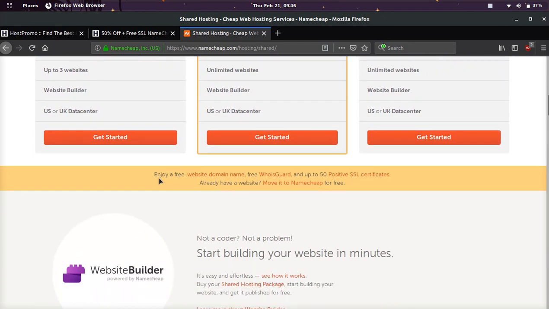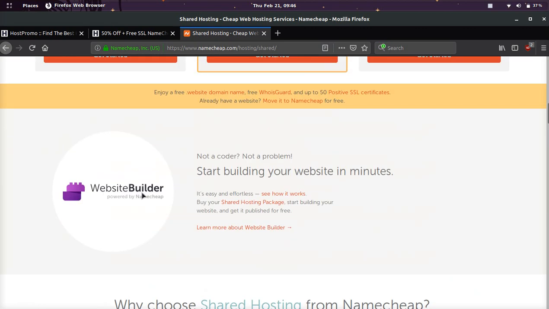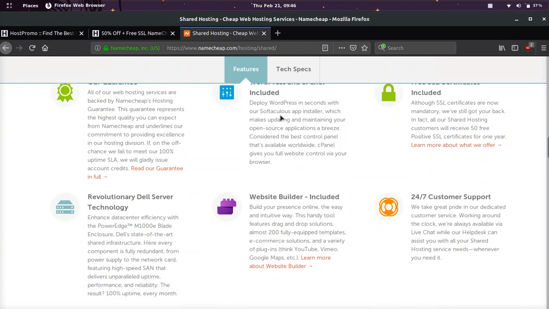And this is pretty cool. Enjoy a free .website domain name. Even if you have another domain in mind or you already own the domain, you could still take advantage and get the free .website and then try to go sell it on something like Sedo.com. You'll get a free WhoisGuard. That's basically a free privacy protection. And you get 50 free SSL certificates. If you need help coding, they have a website builder, which is pretty awesome. And they have WordPress cPanel included. Like I said, they also have money back guarantee and an uptime guarantee.